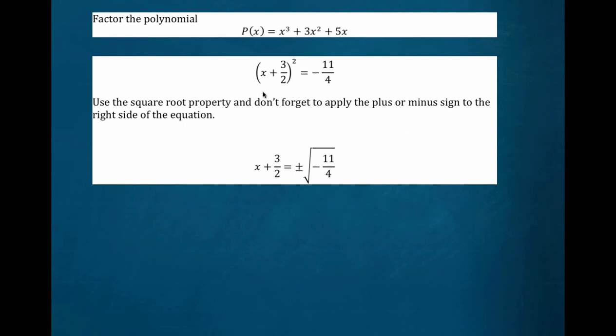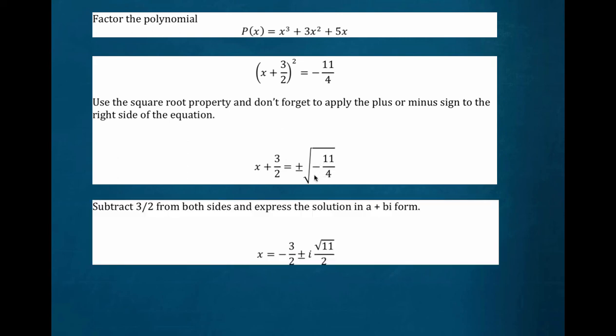So now once we have this equation, we can use the square root property and remove the parentheses and the square on the left. And the thing that we have to remember is that we have to do this plus or minus on the right. So we'll have x plus 3/2 is equal to plus or minus the square root of minus 11/4. But we don't want to leave it like this. We don't want to leave it with this fraction under the radical, nor with this negative under the square root.